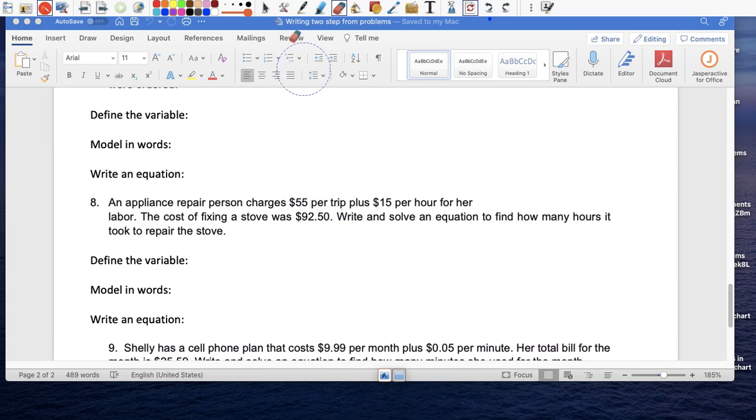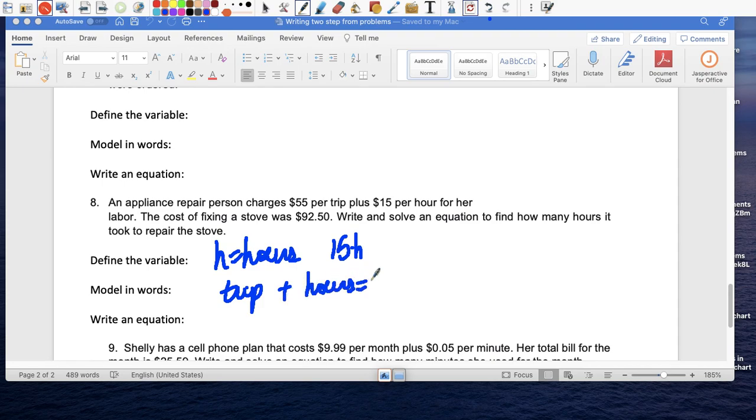That's the question. So H is going to be my variable representing hours. And I know that the cost of the hours is 15 times H. Every hour is $15. So in words, the trip to get there plus the hours was equal to $92.50. Well, the trip itself was $55. Maybe she had to come from New Jersey, I don't know. Plus the hours that she worked, 15 per hour, equals $92.50.